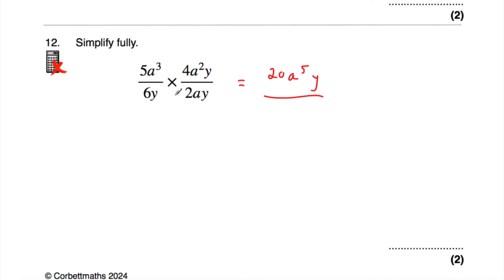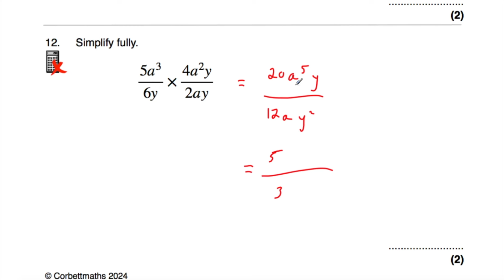Now, in terms of the denominators, 6y multiplied by 2ay, well, 6 times 2 is 12, and then we've just got an a, and then we've got y times y is y squared. So I've multiplied the numerators together, and I've multiplied the denominators together. Now let's cancel down. So 20 over 12, they're both divisible by 4. So if we divide both of those by 4, we're going to get 5 and then 3. So 5 on the numerator and 3 on the denominator.